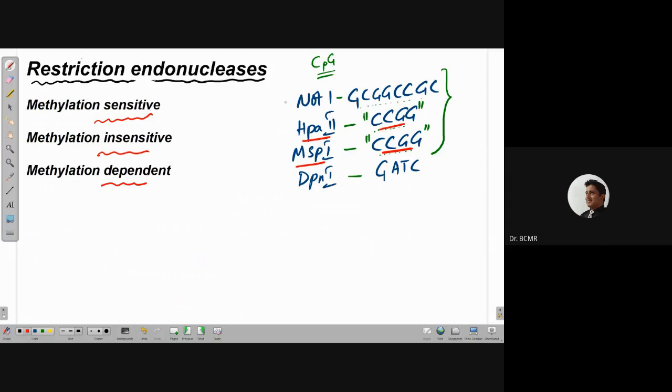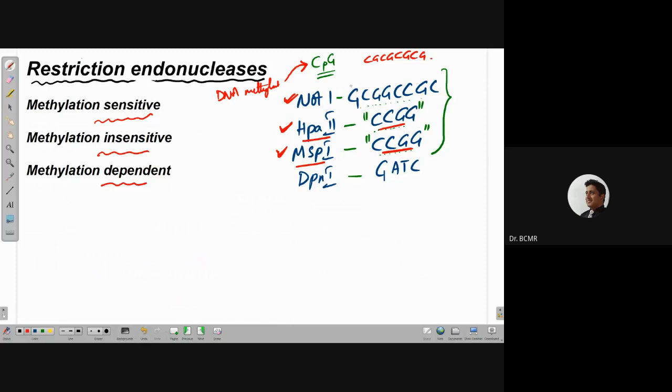We have chosen NotI, HpaII, and MspI. Why is that? Because we are talking about DNA methylation. In epigenetics, we are trying to analyze the DNA methylation status, and DNA methylation usually occurs on CpG islands. That means there are several CG repeats like this. So we have chosen restriction enzymes that have CG-rich target sites.